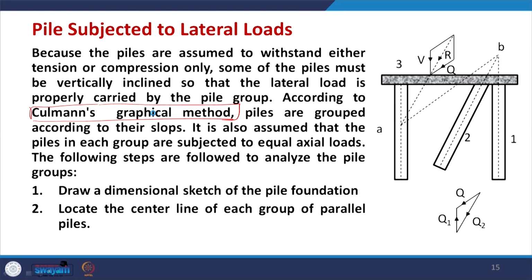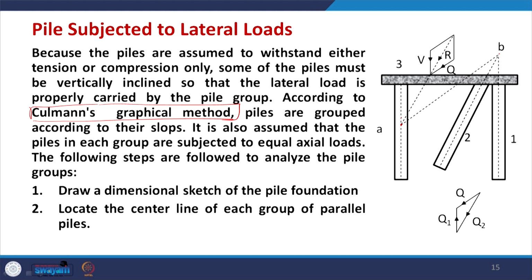So, what is done? This is the R. The value of R is given to you, as well as the location where it is acting on the pile cap is also known. So, R is completely known. So, what we do? We extend the vector of R, and wherever it is cutting is called point A. So, this is the point A here, okay. Point A will be the point where the direction of R intersects the center line of pile 3, okay. Then for piles 1 and 2 we extend the center line of each and they intersect at point B. So, simply extend here. So, now you have A and B, and then we join the direction AB.